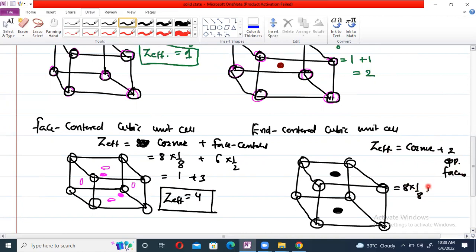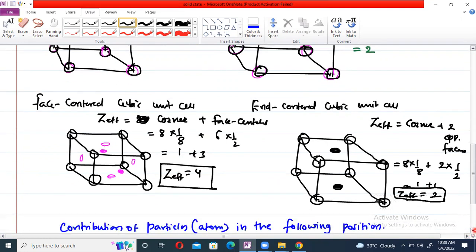Corner 8, contribution 1 by 8. Two opposite faces, contribution 1 by 2. So 1 plus 1 equal to 2. Z effective for end centered also equal to 2. But overall, in our exam, they will ask only these things.